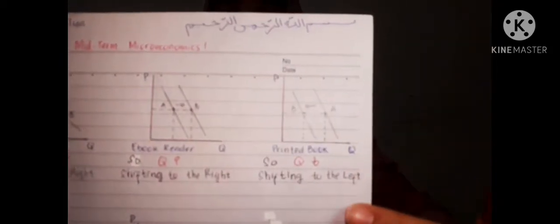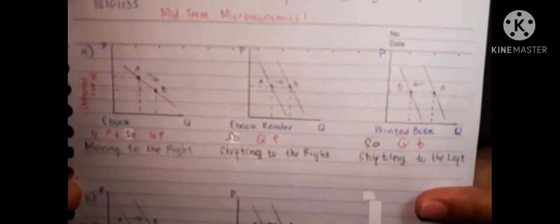Okay, move to the third curve. There is the print book. What will happen in this curve? The quantity of the print book will decrease. Why? Because the customer moves to the ebook and will leave the print book. So the curve is shifting to the left, or the price is still the same, but the quantity is decreased. After that, you can see the three clearly.